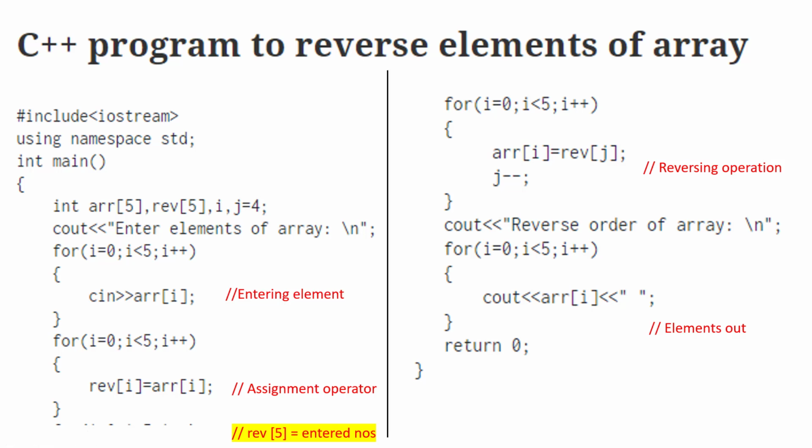So we will see a different problem. How to reverse the elements of an array. Suppose you input 5, 3 and you want to get 3, 5. How to do that? I'm jumping into this problem. iostream, namespace std, integer main.